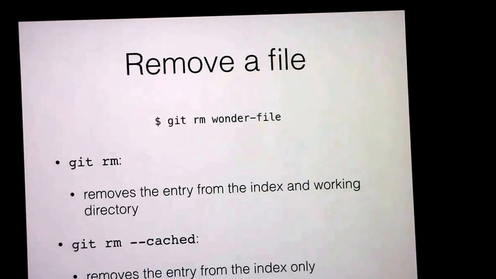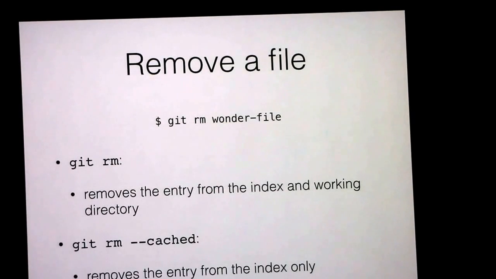If you pass the cache option to rm, it only removes it from the index but leaves it in your working directory. This is usually what you want to do. Default, you got to read the man pages or your host. Typically, when you add something by accident, you want to undo the index part of it, but not blow away the file that you added. Maybe you do, but I'm just saying, be aware that there's a difference there.